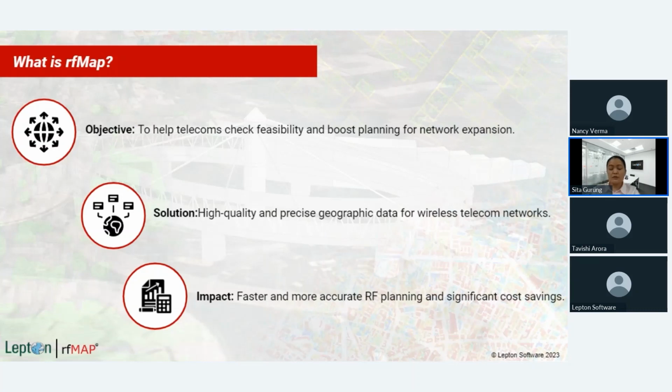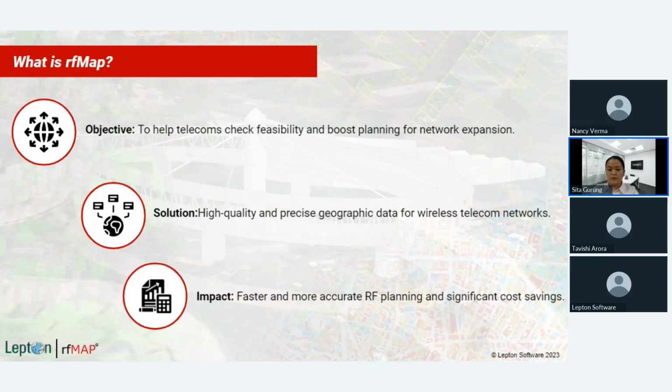Now, the solution. What solutions are we offering? Very high quality and precise geographic data that will be ingested in your RF planning tool, whatever RF planning tool you are using. And what could be the impact? Faster and more accurate RF planning. Obviously, if you are getting very precise input digital maps, the RF planning will be faster and more accurate. And ultimately, it will result in cost saving. That's all about the objective, solution and impact of rfMap.